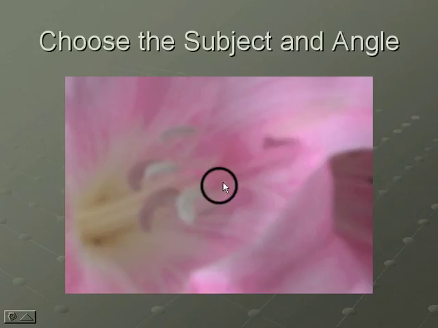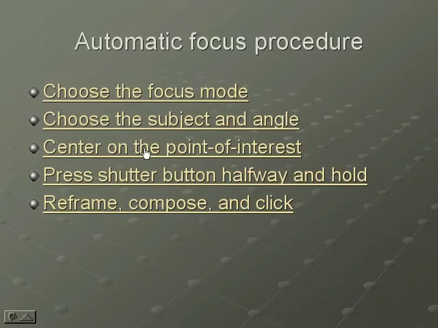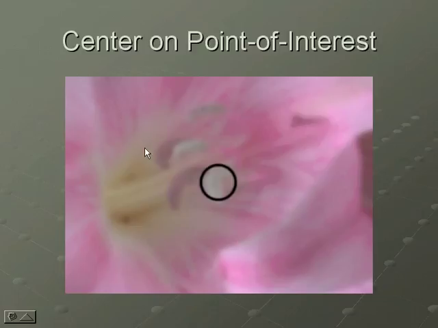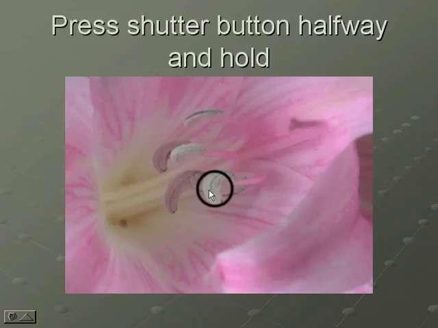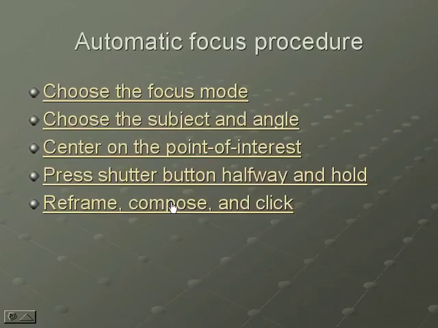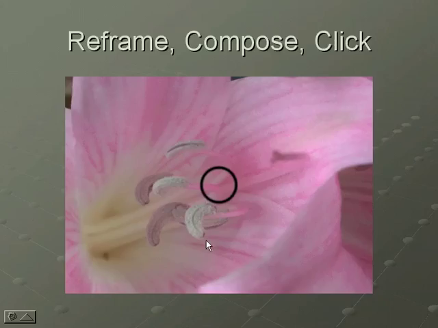So you want to center the camera on the point of interest, which happens to be this little pistil in the center of the flower. And then you want to press the shutter button halfway and hold it there, and it will keep that little pistil in exact focus while you move the camera to compose the shot. Then you want to reframe, compose, and click. And there's the picture that you would actually shoot, as long as you focused on this pistil correctly in the first place. So that's the procedure for focusing your camera in automatic mode.